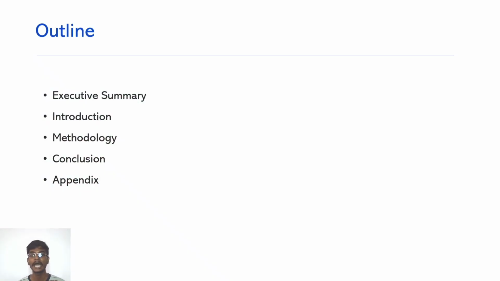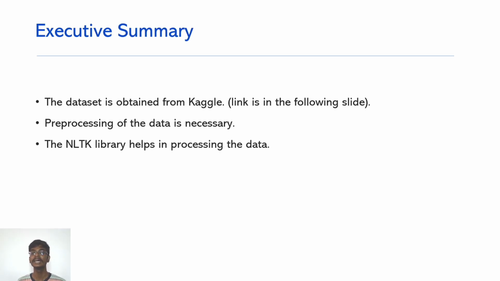So first, let's see the outline. This presentation consists of the executive summary, introduction, methodology, conclusion, and finally the appendix. The dataset is obtained from Kaggle. The pre-processing has to be done with NLTK because it's an email spam detection. So the NLTK library helps in processing the data, along with some of our own pre-processing too.